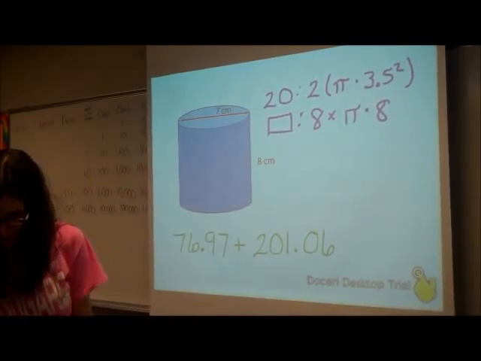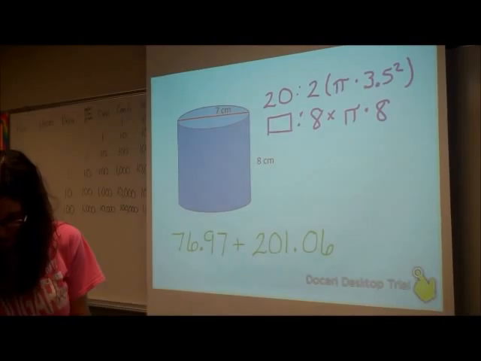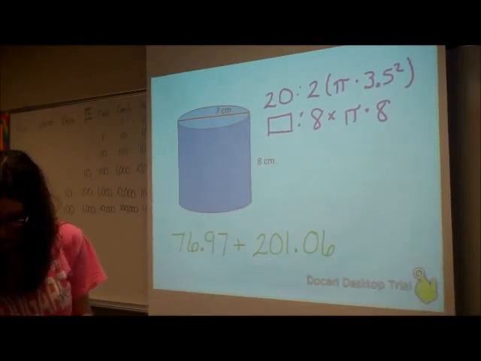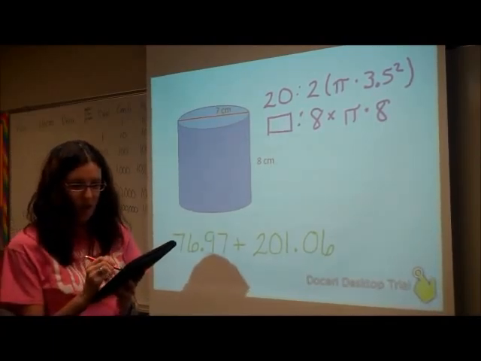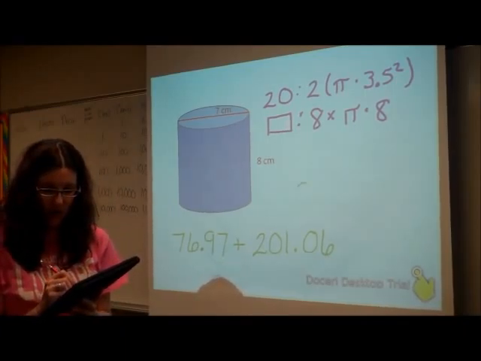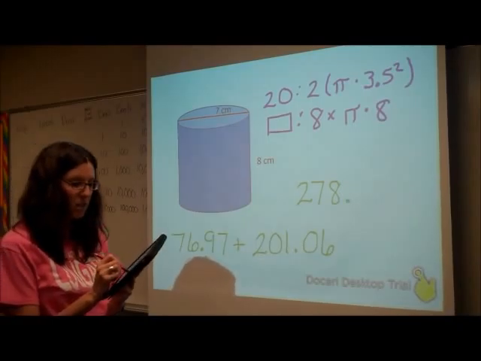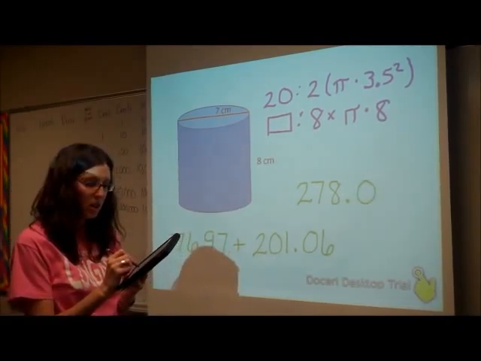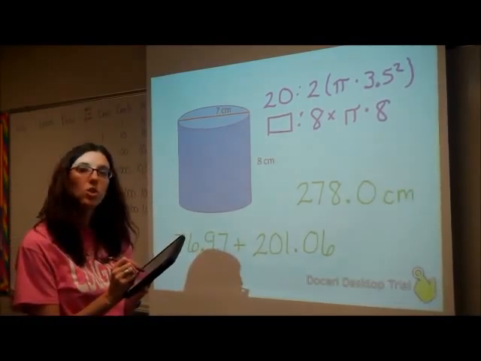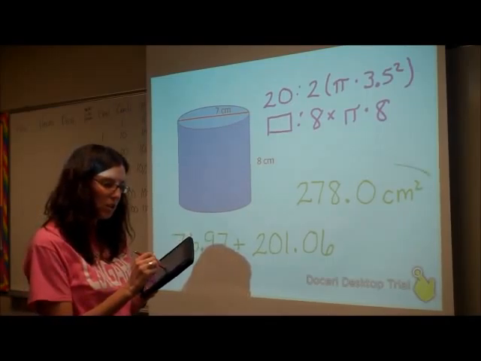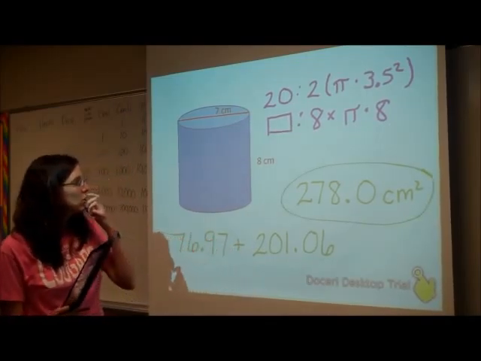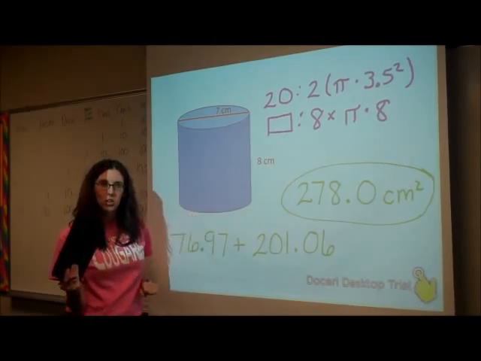Now, for the total surface area, I need to add these two together. 76.97 plus 201.06, and I get that my surface area for my cylinder, rounded to the nearest tenth, is 278.0. Surface area is always in units squared, so it's 278 square centimeters.